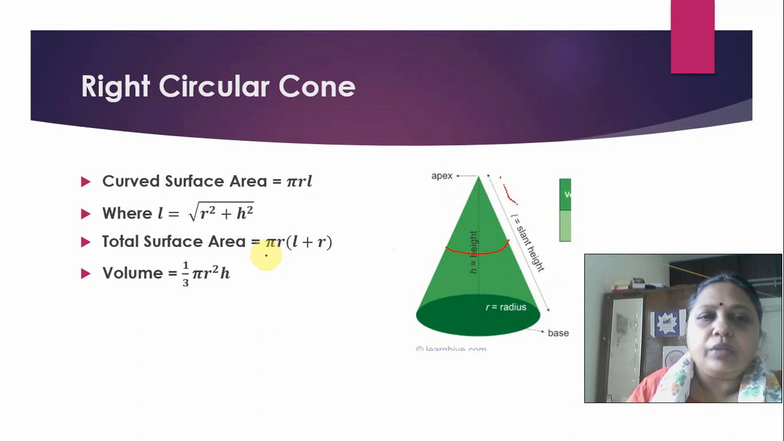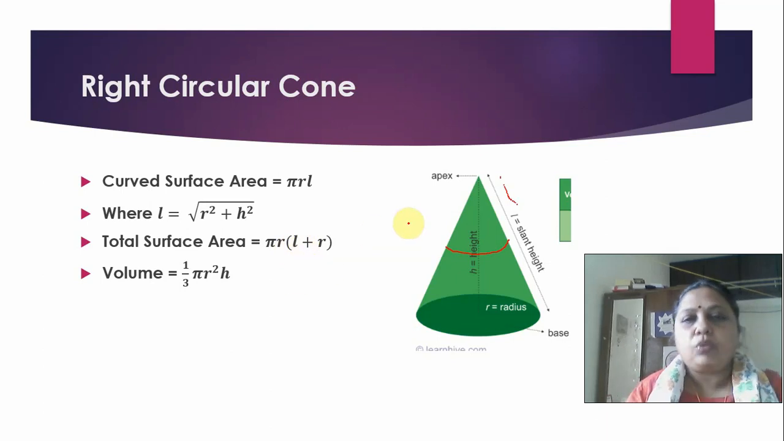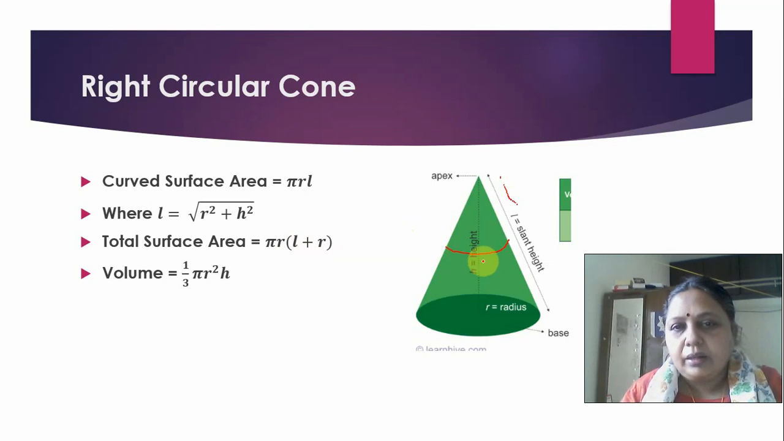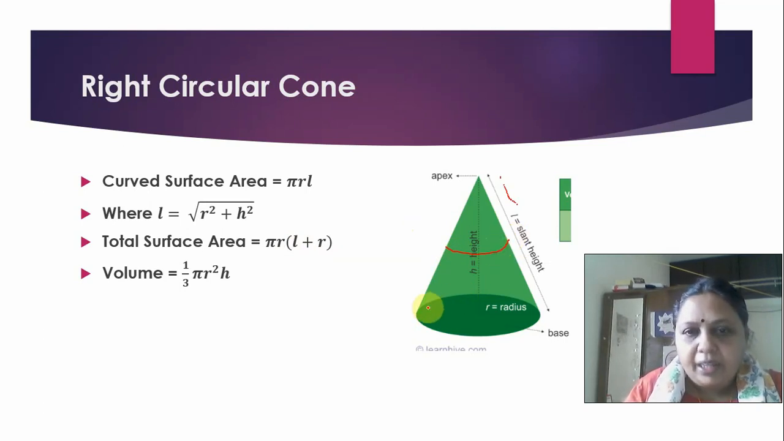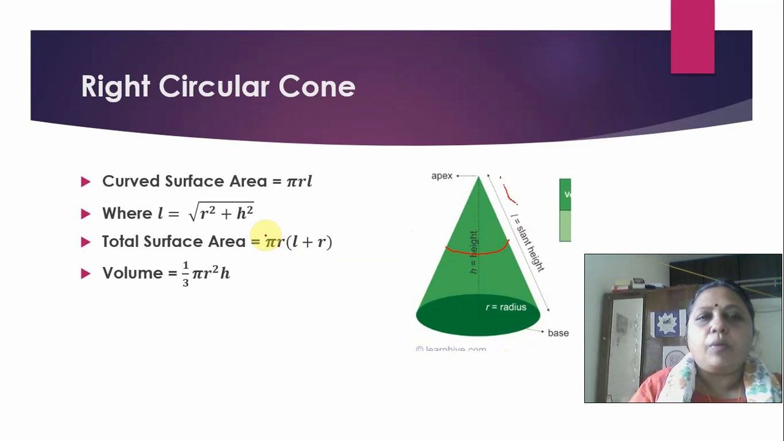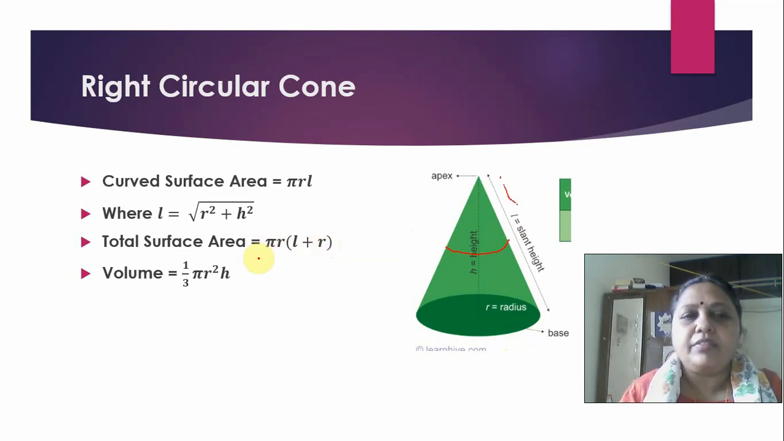Now let us go to the next formula, that is the total surface area. Total surface area of the cone is pi r L plus pi r squared. That is, pi r L is the curved surface area, plus the area of the bottom, which is a circle. What is the area of a circle? Pi r squared. So pi r L plus pi r squared gives us the total surface area. When I take pi r outside, I have pi r into L plus r.